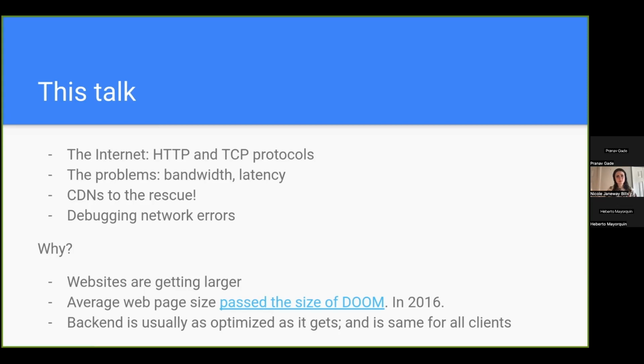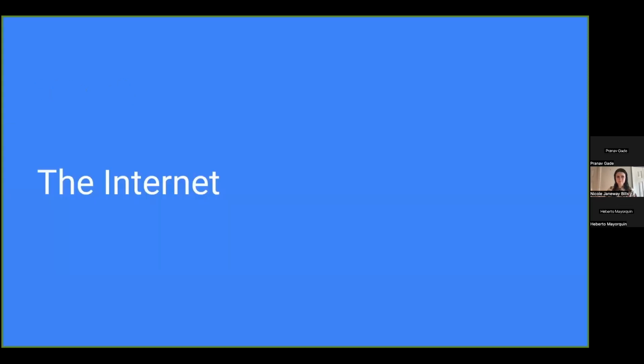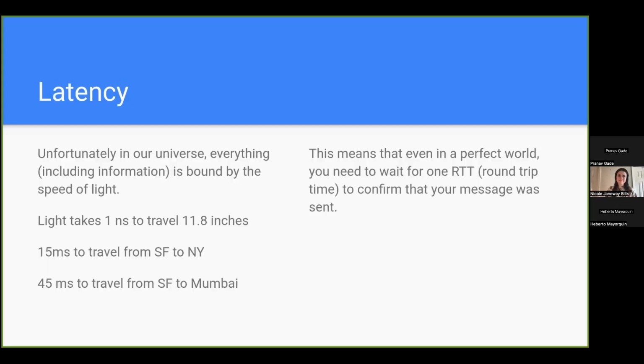And usually the backend is optimized fairly well, and the same for all clients. So we would like to look at the link between the backend and the front end and how to optimize that, because that's where a bunch of the bottlenecks lie. So part one, the internet.